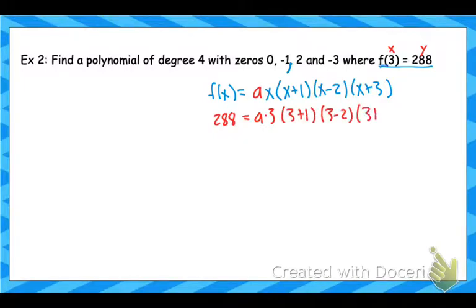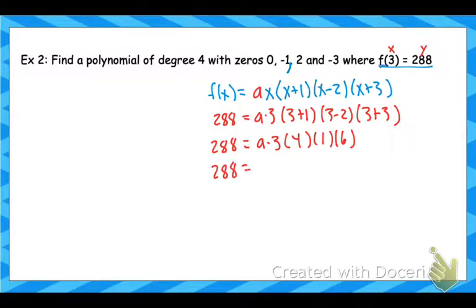And then I can solve for that value. So this is a times 3 times 4 times 1 times 6. So that's going to be 72 times a, divide by 72, and that should give me 4.